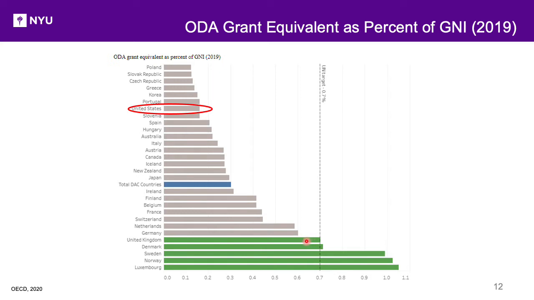The United Kingdom meets the 0.7% target. Remember, this is less than 1% of its gross national product. Denmark, Sweden, Norway, and Luxembourg, starting with Denmark, all actually exceed their 0.7%. And in fact, only Norway and Luxembourg exceed 1% in giving.